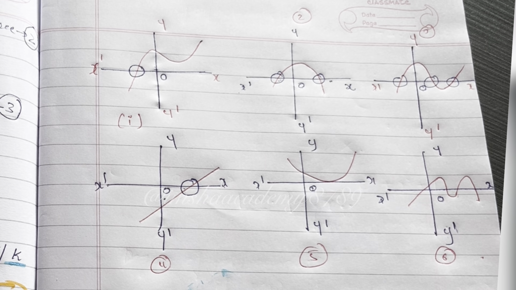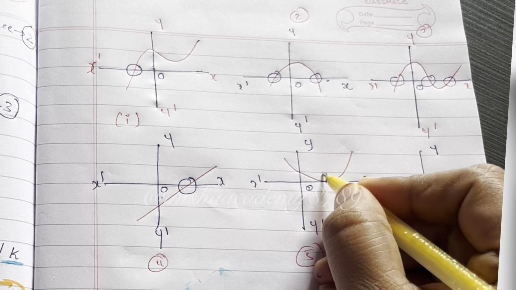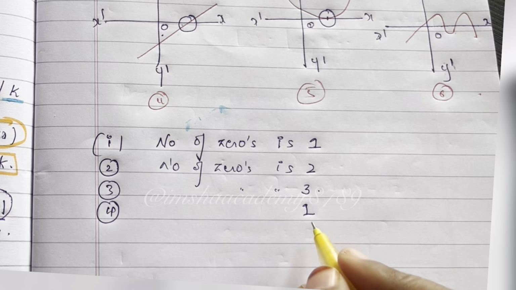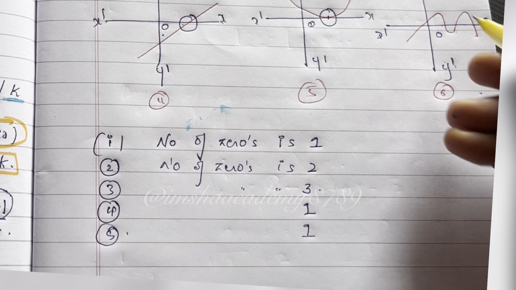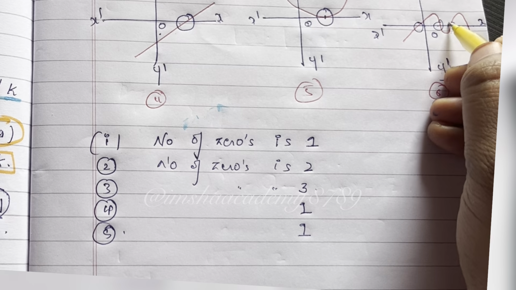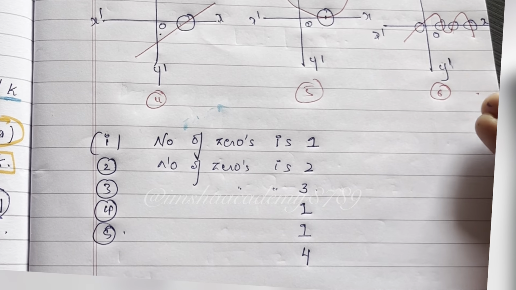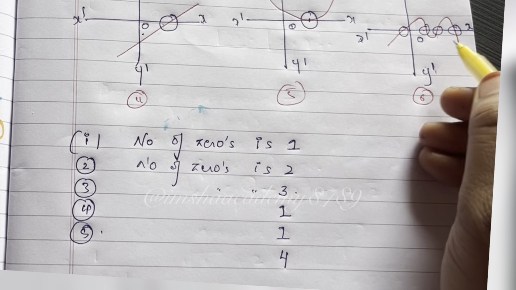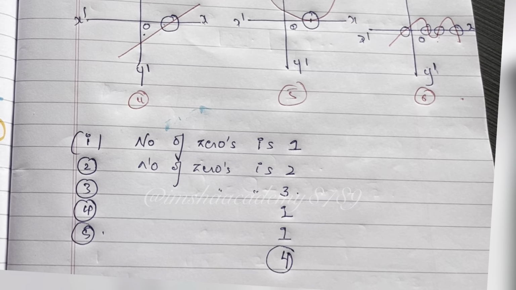I hope it is clear. You can write the further examples. See here also, at only one point it has intersected, so the number of zeros is 1 in example 5. And here it is 1, 2, 3, 4. At 4 different points the graph has intersected, so the number of zeros is 4.